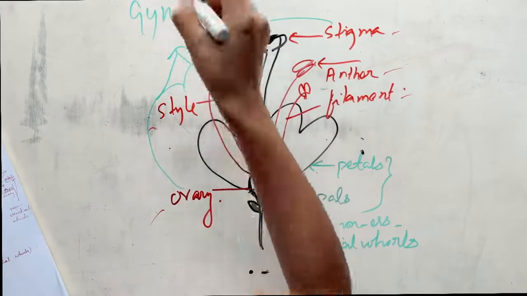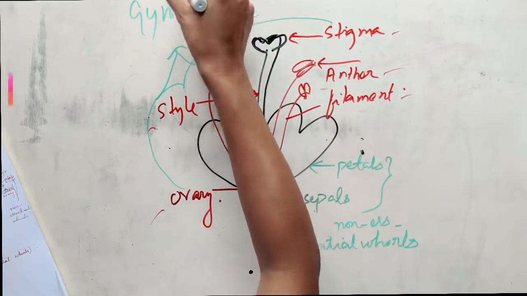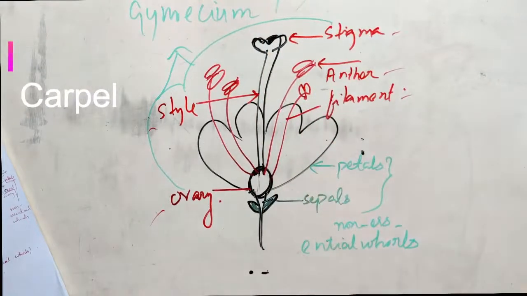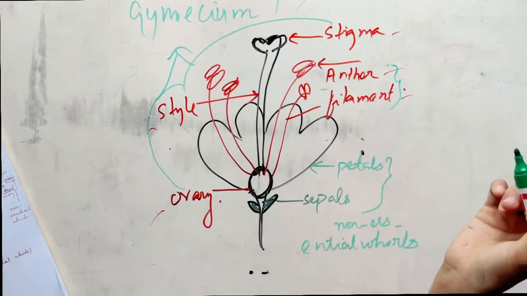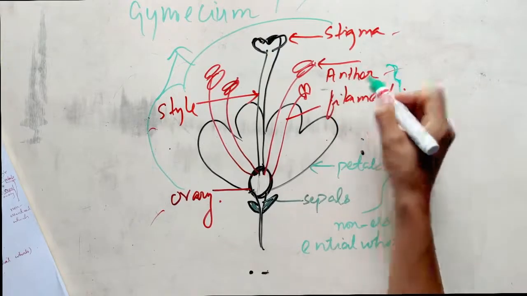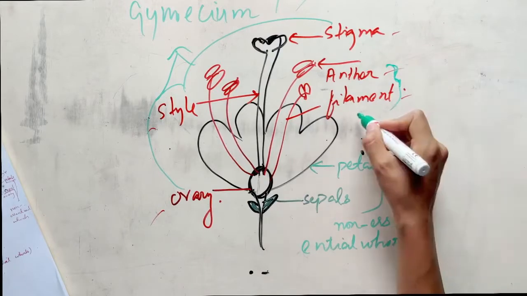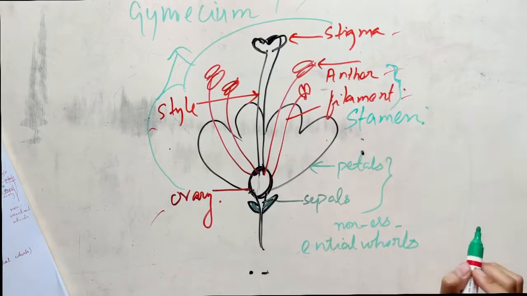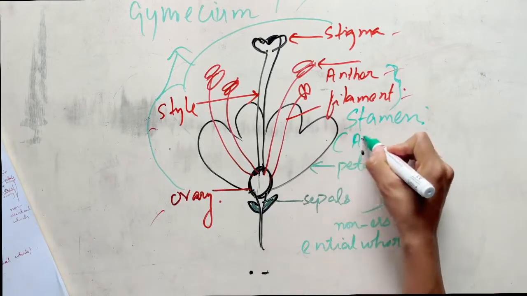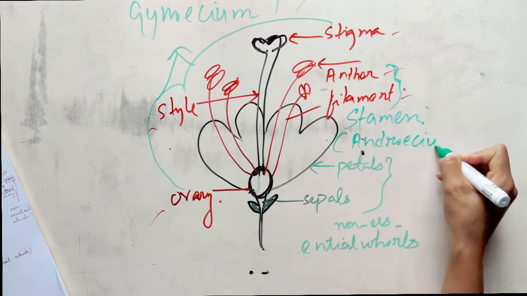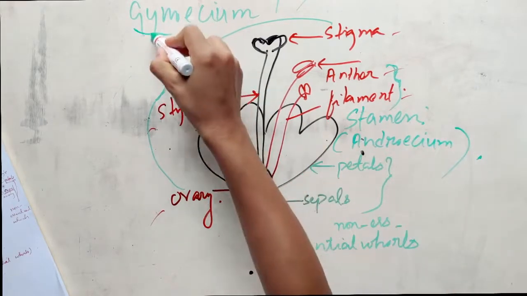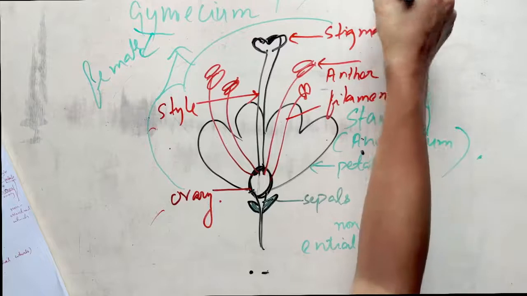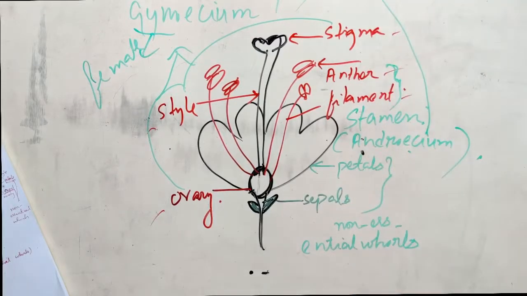Gynoecium, also called pistil or carpel. Anther and filament together make the stamen, also called androecium. Gyno means female, like gynoecium, gynecologist. Androecium is the male part of the flower.